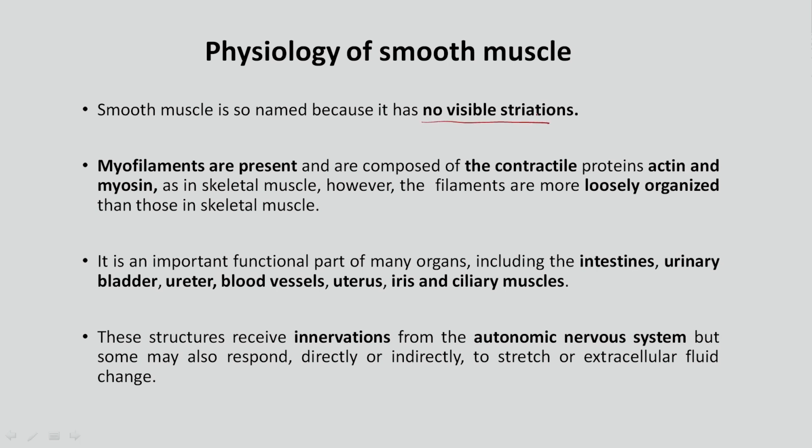As in the case of skeletal muscles, visible striations, meaning light bands and dark bands, are appearing in the skeletal muscles. In smooth muscles, that type of striation is not visible. Here the myofilaments are present and are composed of contractile proteins like actin and myosin, as in skeletal muscles. However, the filaments are loosely organized, not as compact as in skeletal muscles.